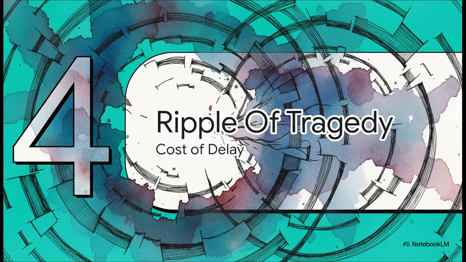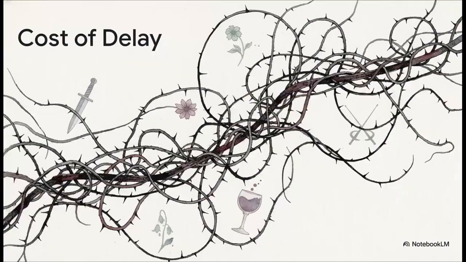Section 4. The Ripple of Tragedy. From here, the pacing accelerates drastically. It takes on a really somber, urgent tone as the awful consequences of that single moment of inaction begin to unfold. Take a look at the devastating cost of delay.